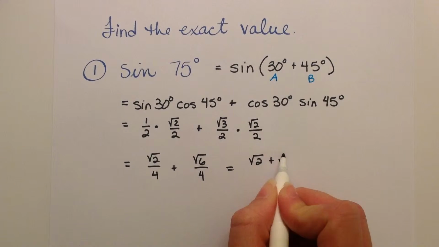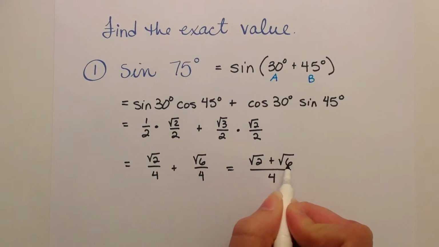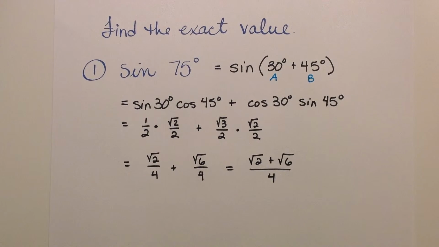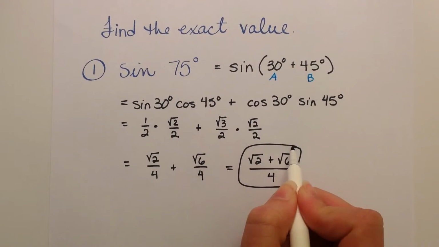Now we can't physically add square root 2 and square root 6. If you remember, when you're adding radicals, the number underneath has to be the same to actually combine them together. So this is going to be your answer. This is your exact value.